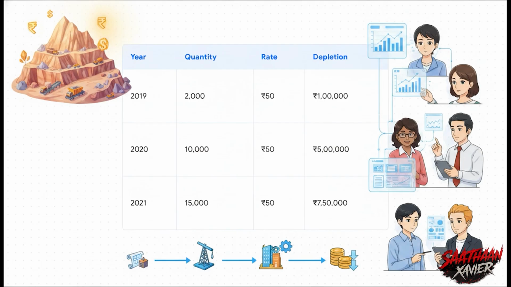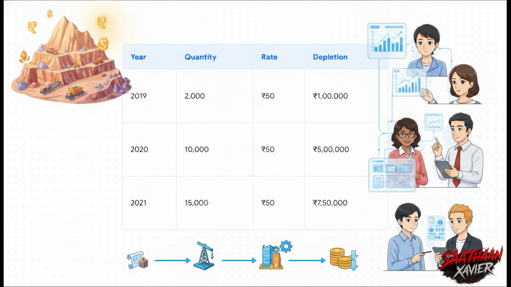Simple, right? Let's look at the math, because this perfectly illustrates how it works using illustration 6 from our source material. Imagine a business takes out a quarry lease for 1 crore rupees. The technical estimate says there are 2 lakh tons of minerals in there. So 1 crore divided by 2 lakh tons gives us a nice, neat rate of 50 rupees per ton. That means in 2019, when they pull out 2,000 tons, the depletion charge is just 2,000 times 50, which gives us 1 lakh rupees. Extract more the next year, you charge more.